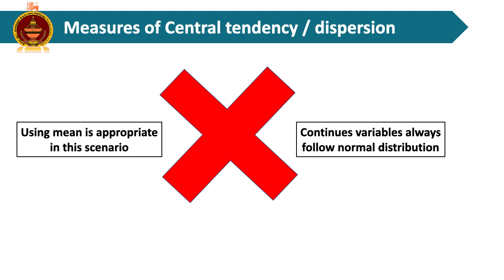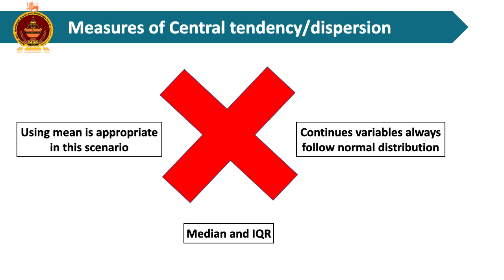Naturally occurring biological variables without an external influence tend to follow a normal distribution, but that is not a universal phenomenon. Because of that, this statement is false. Rainfall, harvest, and many other continuous variables do not follow the normal distribution. Therefore, it's better to use median and interquartile range to summarize rainfall data.